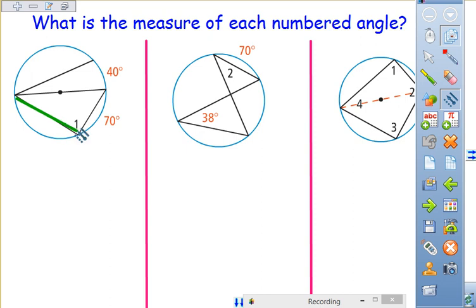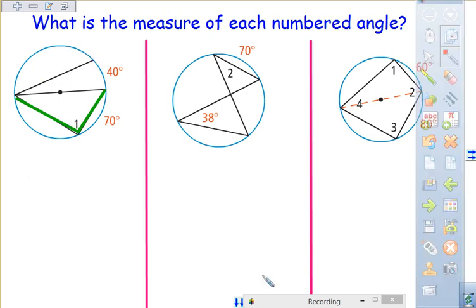The first thing that I notice is here is angle 1. This inscribed angle intercepts a semicircle, so it's going to be 90 degrees. Then I start noticing some of these measured angles in here. But the only thing I had to find was the measure of angle 1, so I didn't even need to use my 40 and my 70.